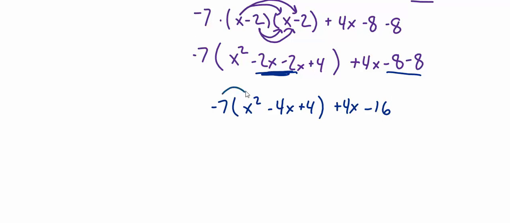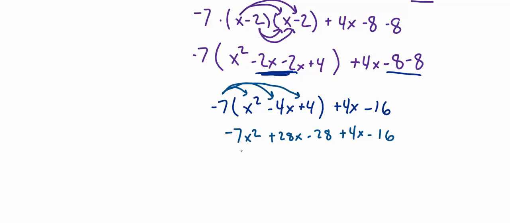Now I'm going to distribute the negative 7. That gives you negative 7x squared. Negative 7 times negative 4x is positive 28x. And negative 7 times 4 is a negative 28, so we'll be subtracting 28 here. Copy the rest of the problem, combine like terms, and we will be done with part A. This is the only term with x squared, so I will copy it. 28x and 4x add together to make 32x. And finally, a negative 28 and a negative 16 together make a negative 44, so we will subtract 44 here.